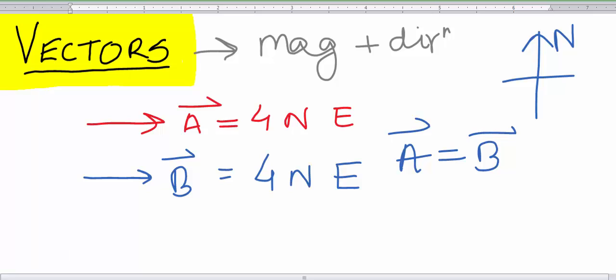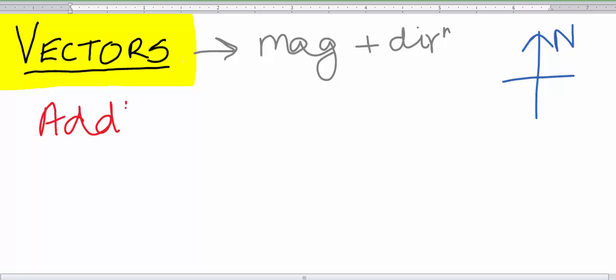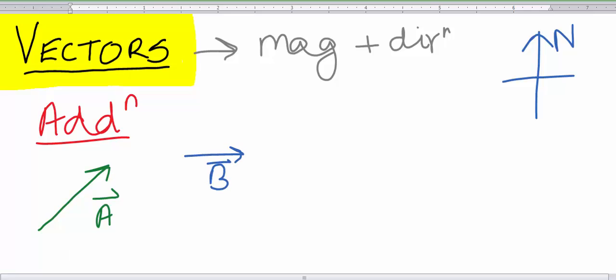Okay, now moving on to the operations on vectors. Firstly, let's discuss the addition of two vectors. Okay, the addition. Let's say we have a vector A and a vector B, and we have defined a vector C to be a sum of A and B vectors.